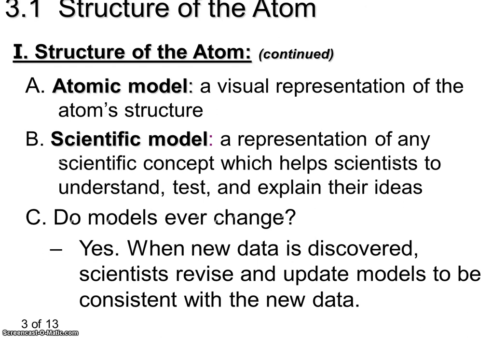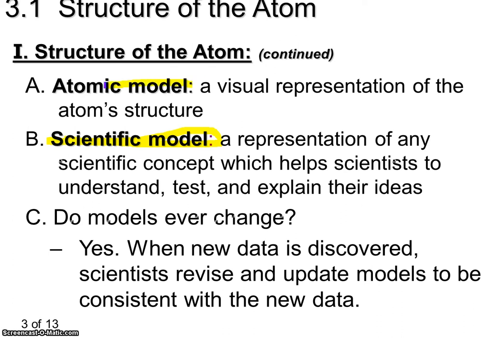The atomic model is one example of scientific models. It's important to think of scientific models in general as being representations of any scientific concept, which helps the scientist to understand, test, and explain their ideas. So a scientific model can be a picture, like the atomic model. It could also be a computer program that's used to run trial data or to come up with different scenarios. It could also be an analogy. So a model can be anything. It does not have to be a picture.